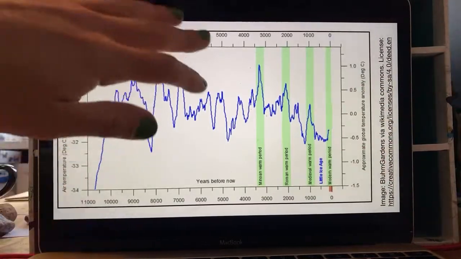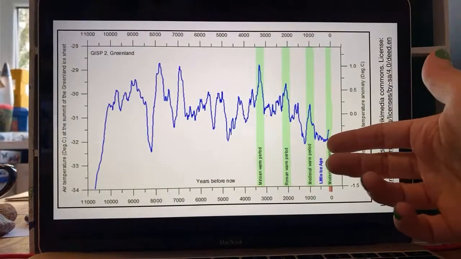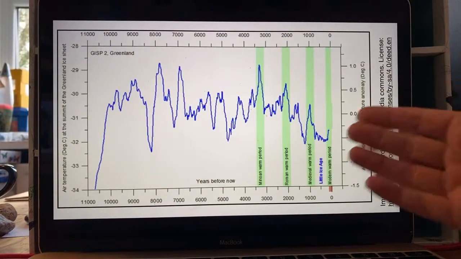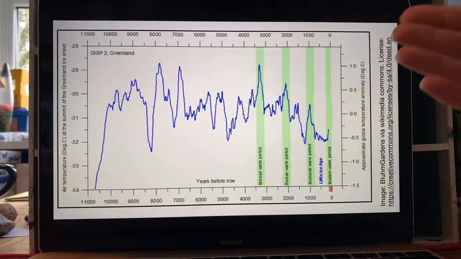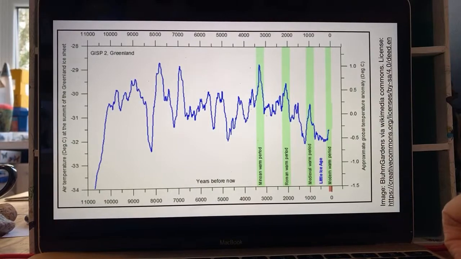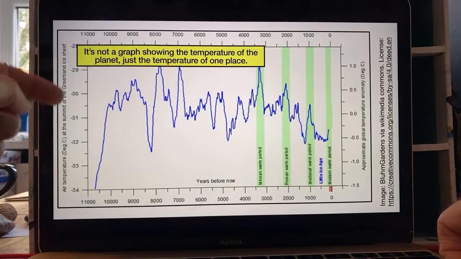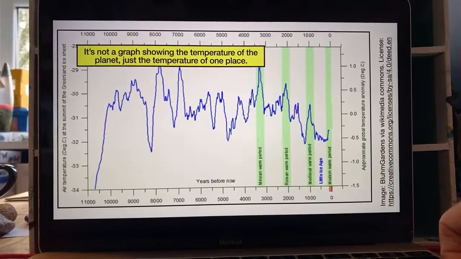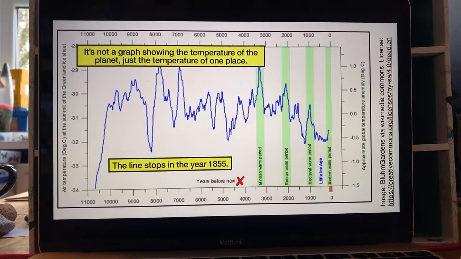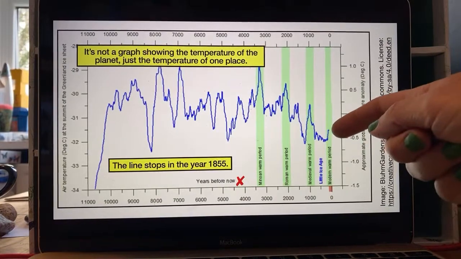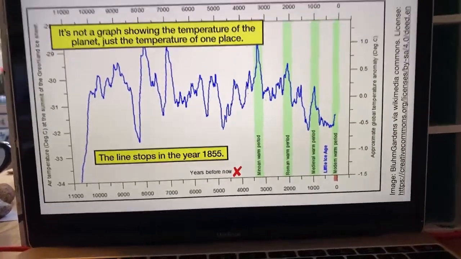Earth's temperature is constantly changing. And look, people who think that the Earth's heating up, they're talking absolute nonsense. The reason why this graph is incredibly misleading is, it is sort of relevant to the title, but it's not a graph showing the temperature of the planet. It's just a graph showing the temperature of one place. So you can't use a graph showing the temperature of one place to prove anything about the temperature of the planet. And the other thing is this line actually stops in the year 1855.